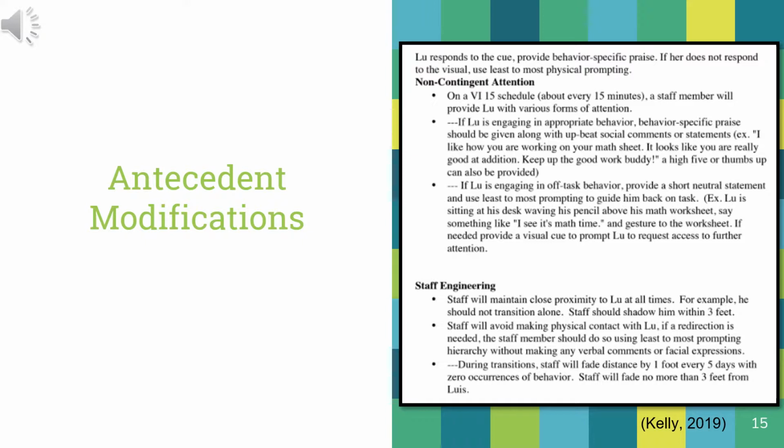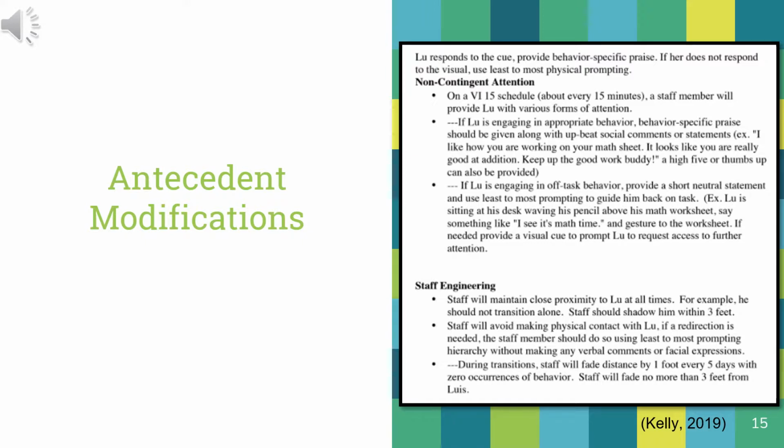So if Lou is engaging in an appropriate behavior, behavior-specific praise should be given along with upbeat social comments or statements. For example, I like how you're working on your math sheet. It looks like you're really good at addition. Keep up the good work, buddy. A high five or thumbs up could also be provided.